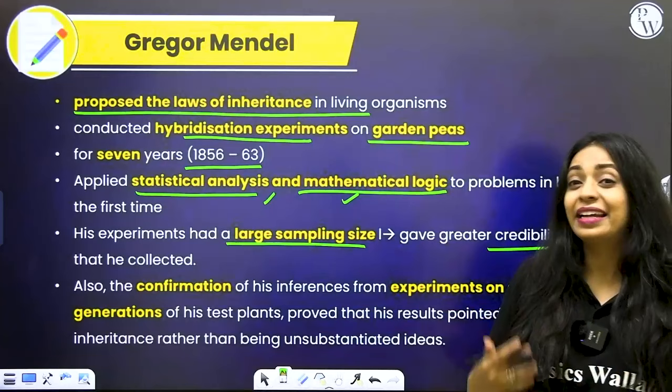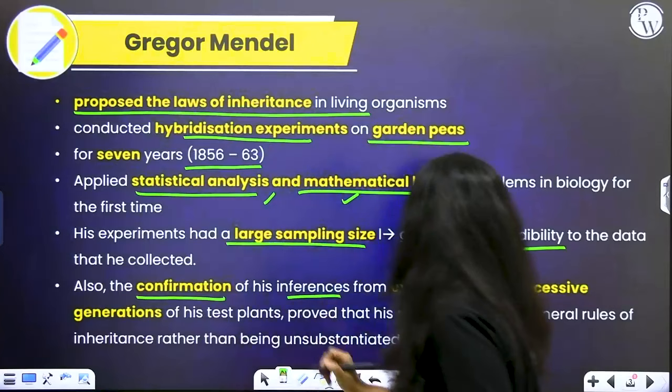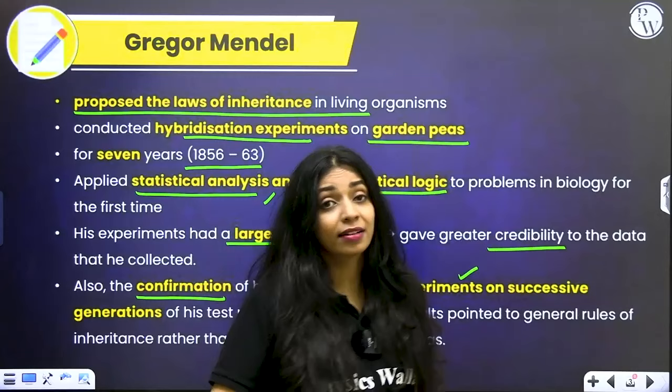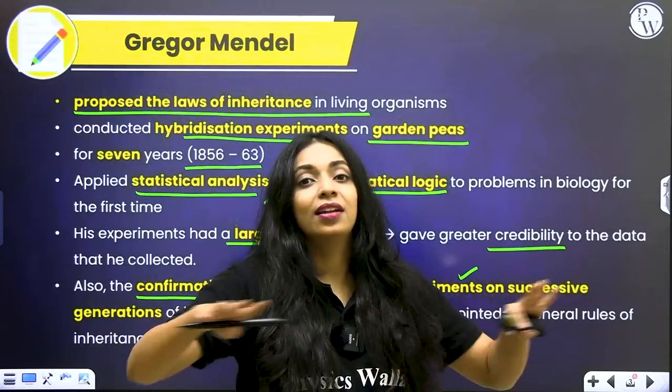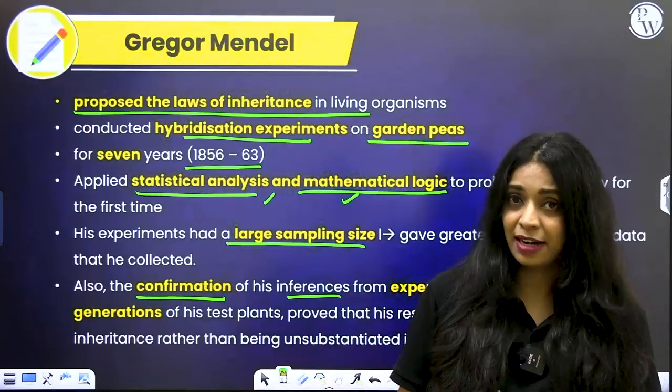Also, he confirmed his inferences by conducting experiments on several generations, because he kept conducting similar experiments one generation after the other, by having a large sampling size. His results were believable. They were very, very credible. All right. So these are some things about Mendel.